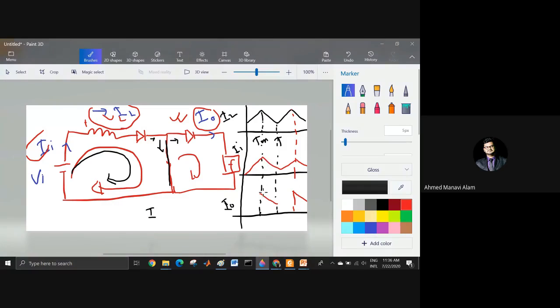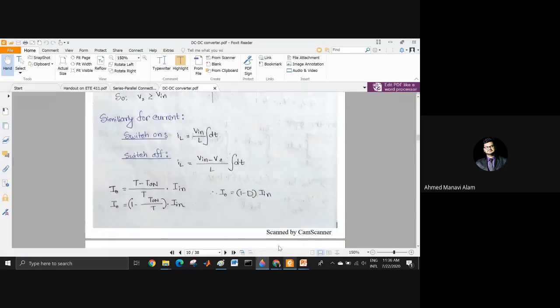When we are getting the I naught, if someone is asking you to express I naught in terms of I in, from T on to T you are getting the I naught. So I naught is equals to T minus T on divided by T into I in. এখানে এই কথাটাই লিখছি, T minus T on divided by T into I in. So whenever you are asked to express the output current in terms of input current, it will be T minus T on divided by T into I in. Okay, I naught equals to 1 minus D into I in.